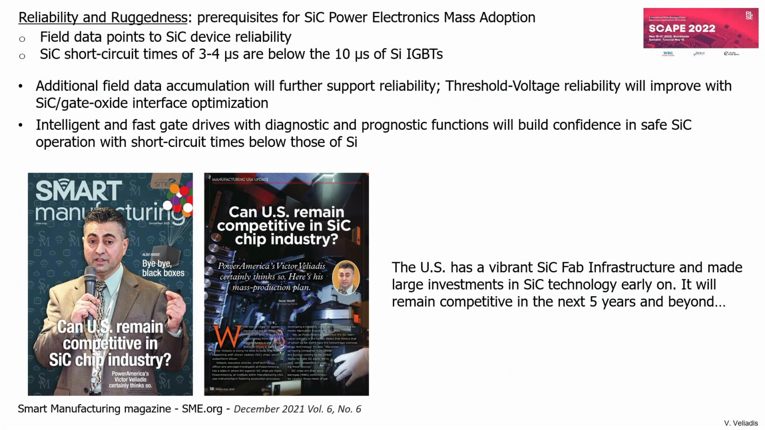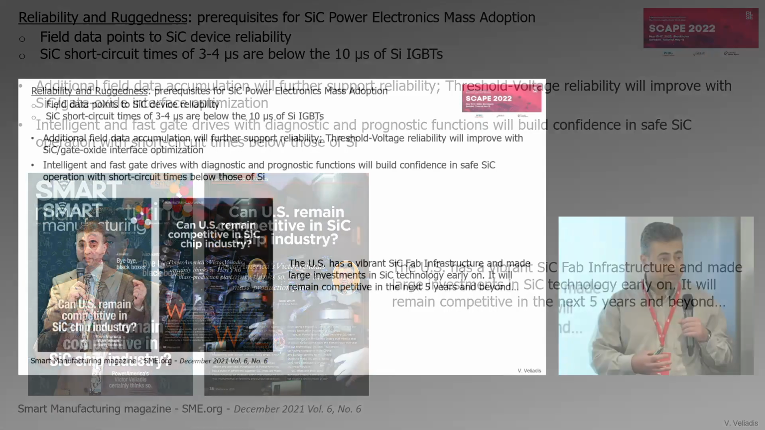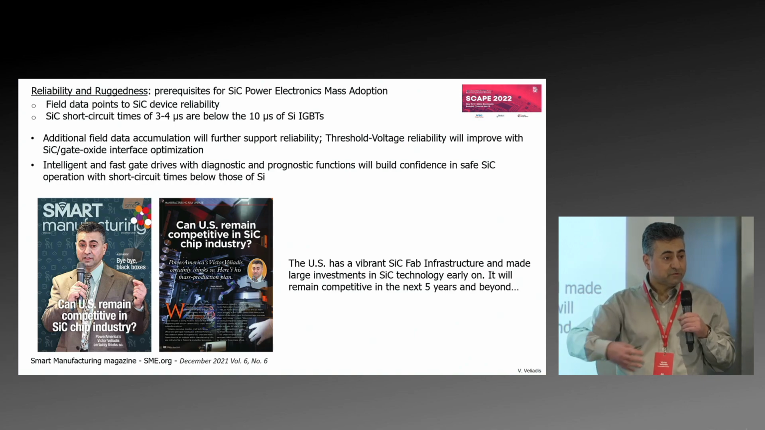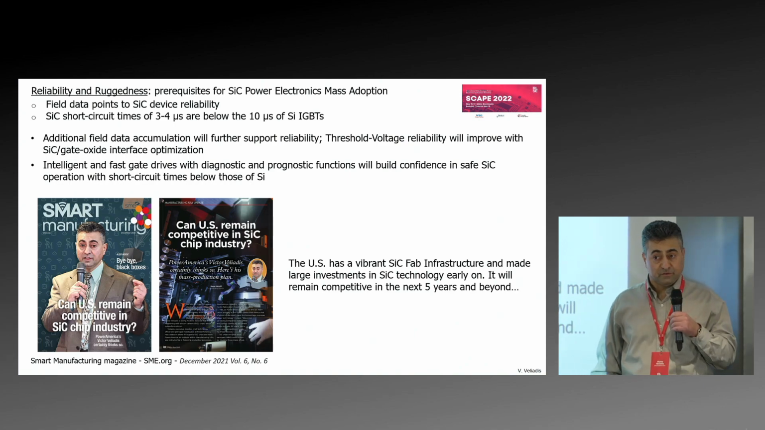But anyway, I do think that in the United States, we made investments in silicon carbide very early and significant investments, and right now we're processing silicon carbide successfully, and I think that story will continue. I don't see silicon carbide in 5 years or even 10 or even longer leaving the shores of the United States to be manufactured in cheaper locations in Asia.